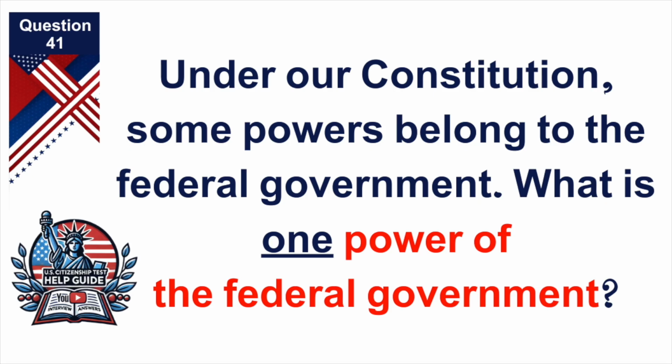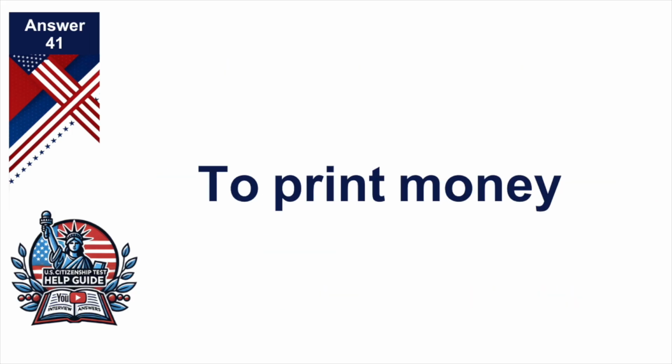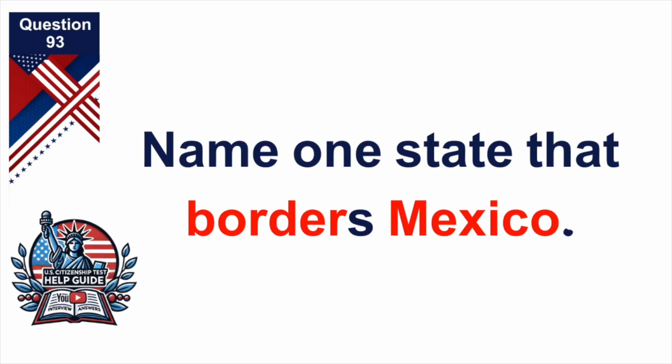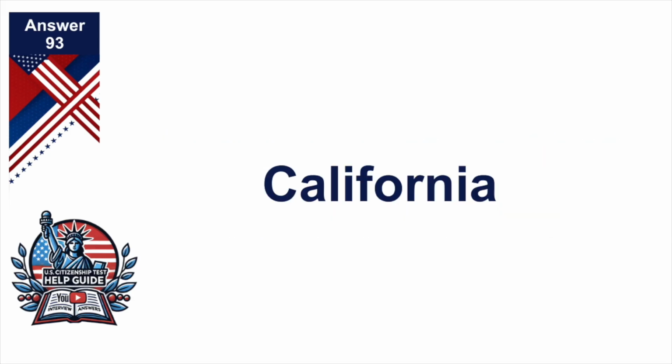Under our Constitution, some powers belong to the federal government. What is one power of the federal government? To print money. Name one state that borders Mexico. California.